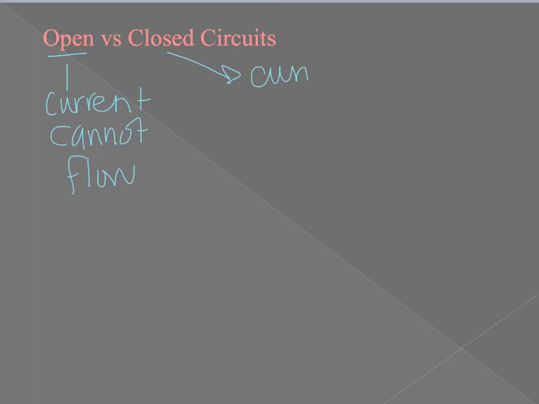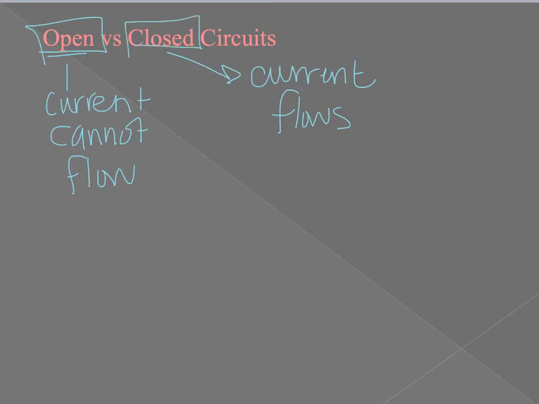So now I want to talk about an open versus closed circuit. Open means current can't flow, so current cannot flow. And closed means current can flow. So we just call those open circuits and closed circuits.